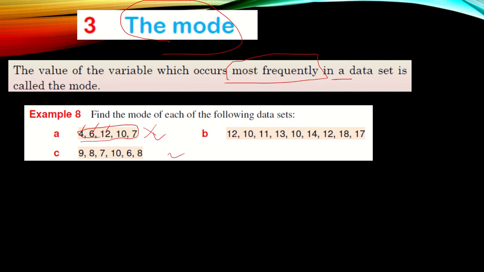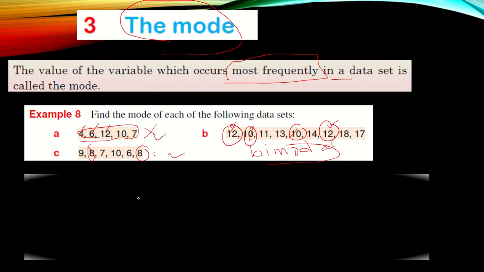The second one, B here: the 10 is repeated twice. 12 is repeated again twice. And 11 is not repeated. 13 not repeated. And 14, 17, and 18 not repeated. So this one we call bimodal, because two data are repeated twice. 12 is repeated twice, and 10 is also repeated twice. If you go to the third one, 8 is repeated twice, and there is no other. So this one is monomodal, or simply it has one mode only.